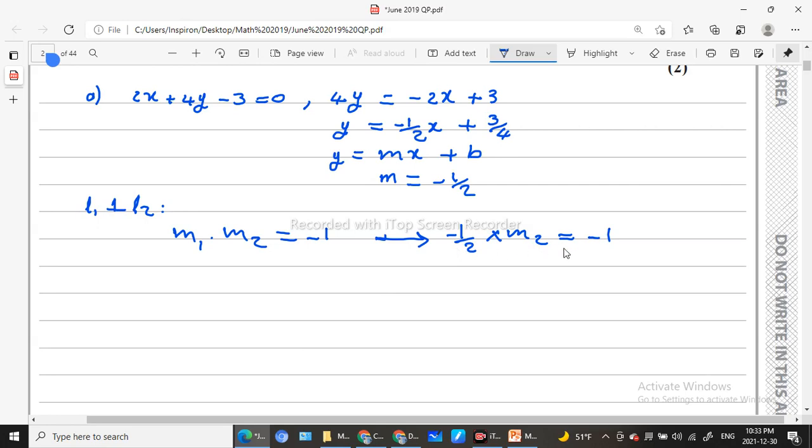Now multiply both sides by negative 1. So this means that m2 over 2 equals 1 and m2 equals 2. So line L2 is y equals 2x plus 7.